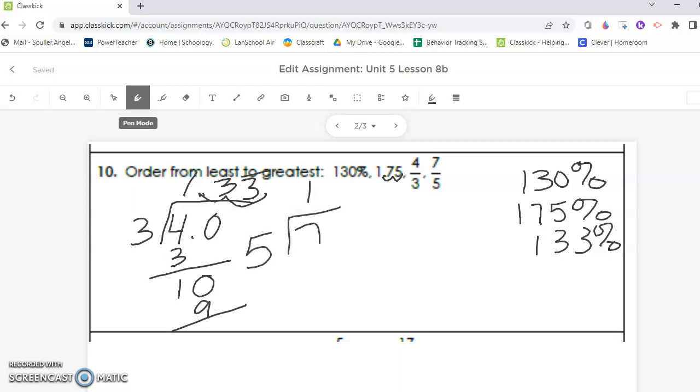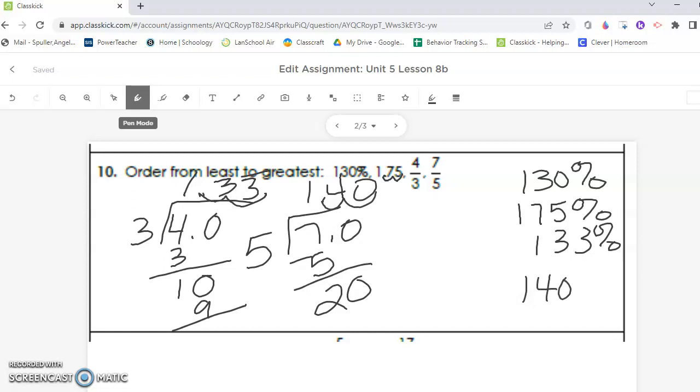5 goes in 1. Gives me, Oakley's having a day. Minus 5 gives me 2. That's going to go in there 4 times. There's zeros behind it, so 1, 2. That would give me 140%.